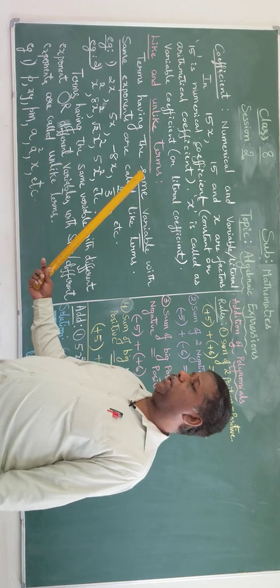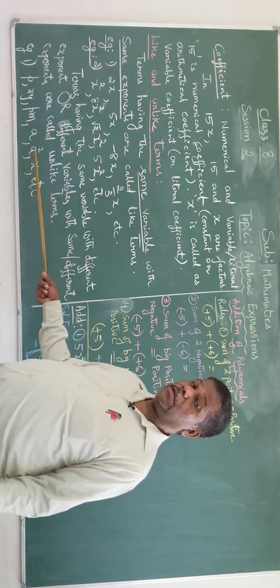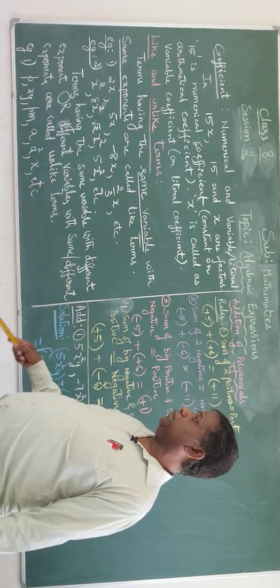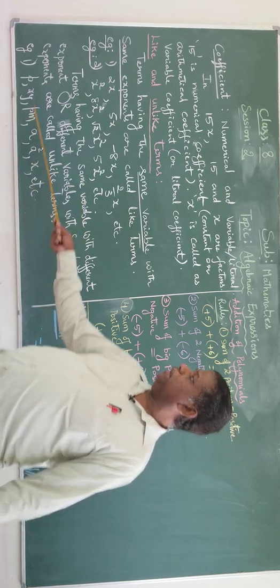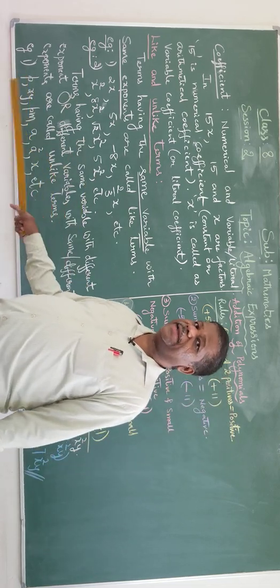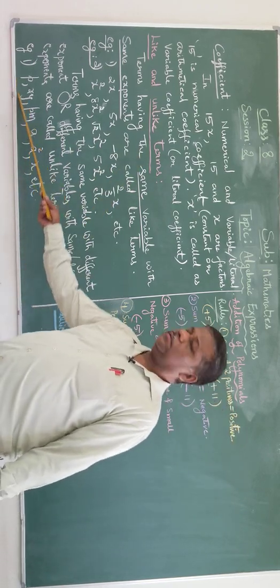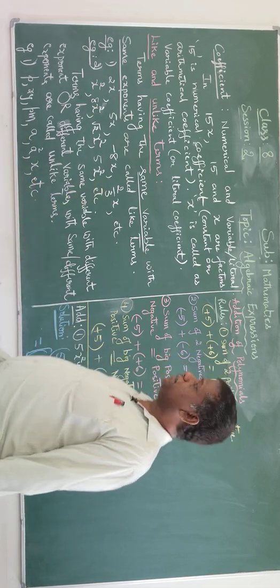Pm is a different variable. A is a different variable. A square: A and A may look the same, but here the power is 1, here the power is 2. X here has a power of 1, though xy has another attachment. Y is another variable attached to it. So we cannot say these are like terms. These are all unlike terms.